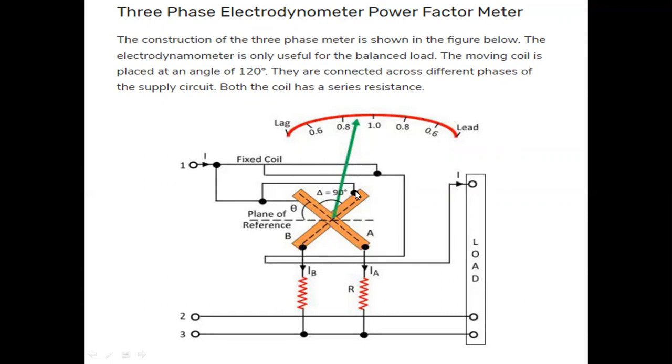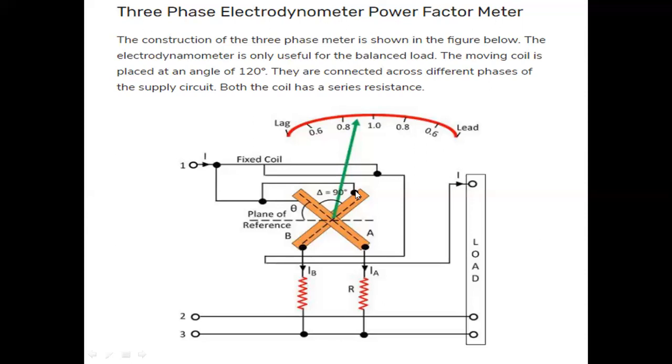The two moving coils, coil A and coil B, which are pressure coils, are displaced 120 degrees apart. The angle through which the pointer is deflected under the unity power factor condition is equal to the phase angle of the circuit. The entire three phase instrument is independent of frequency, since the current is carried through the two moving coils and both are affected in the same way by a change of frequency.